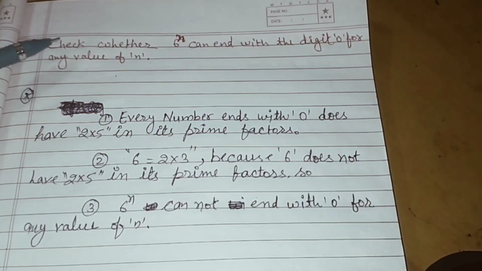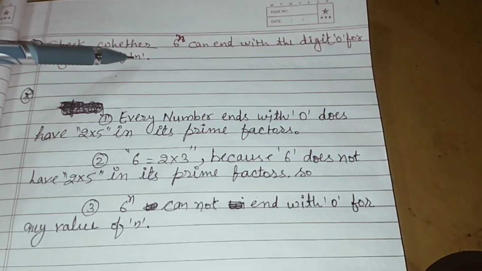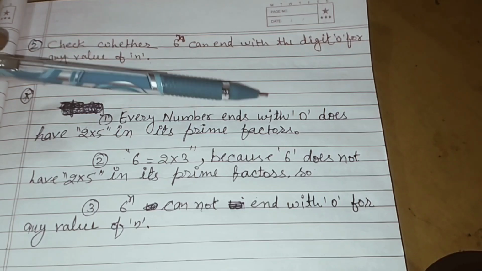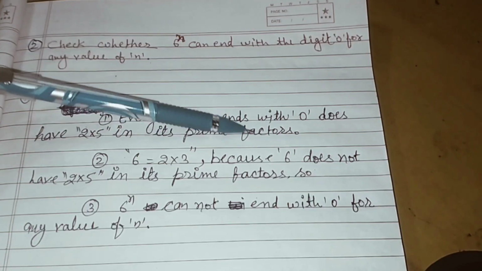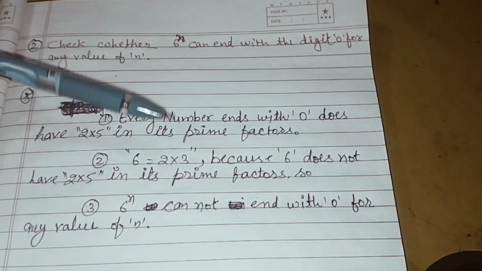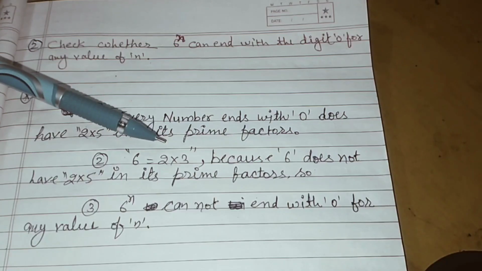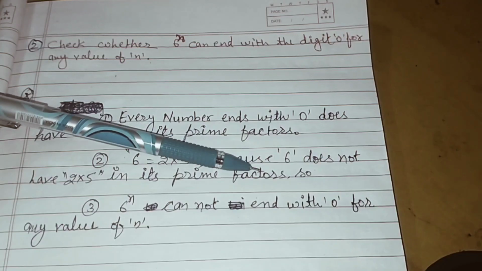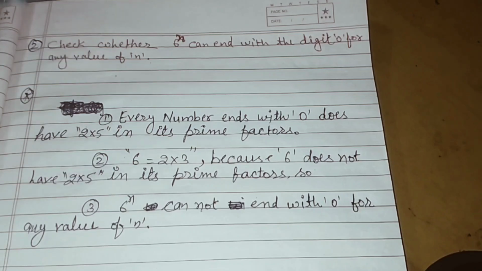This question says, check whether 6 raised to n can end with the digit 0 for any value of n. We remember every number that ends with 0 has 2 times 5, the product of 2 and 5, in its prime factors. But 6 has 2 but doesn't have 5 in its prime factors. So 6 raised to n cannot end with 0 for any natural number n.